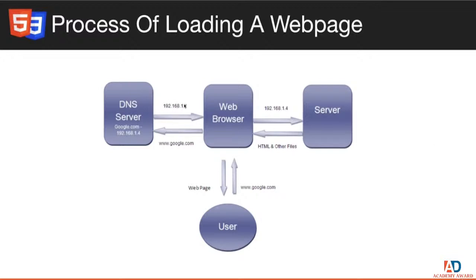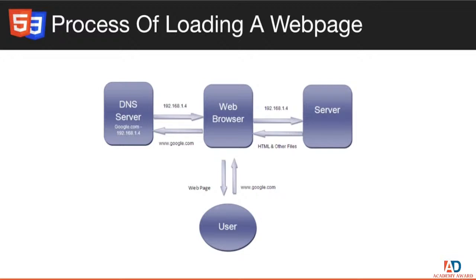Once it gets that IP address, it then makes what's called an HTTP request to the web server of that IP address. And then that web server will return a response with the HTML file that needs to be loaded, and any other files, including CSS files, which are used for styling. Any images that are on the page will get sent, and whatever else is needed for google.com to be loaded in your browser.